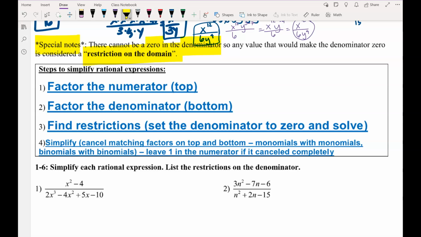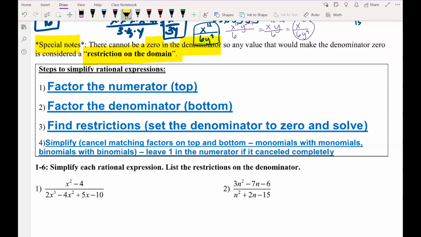Monomials with monomials. This is when you're canceling. Binomials with binomials. So you have a couple, you can only be canceled with another couple on the bottom. Leave 1 in the numerator if it is canceled completely. So what that means is if you don't see anything in the numerator, don't forget there's a 1 there and not a 0. All right.